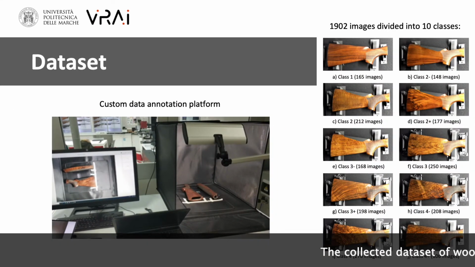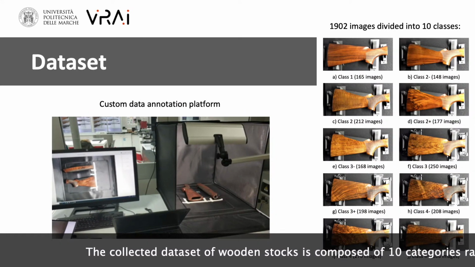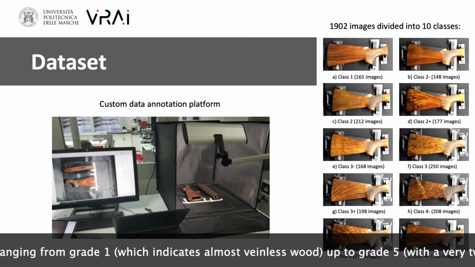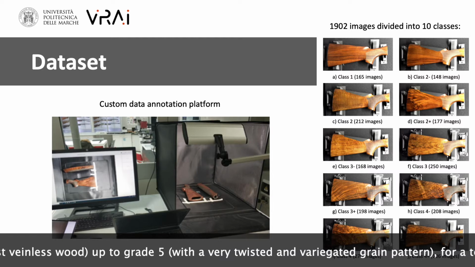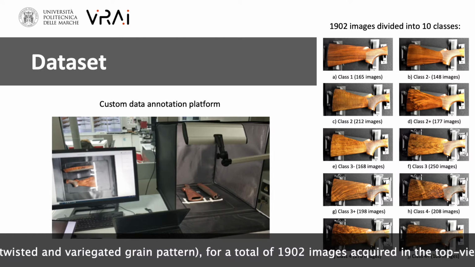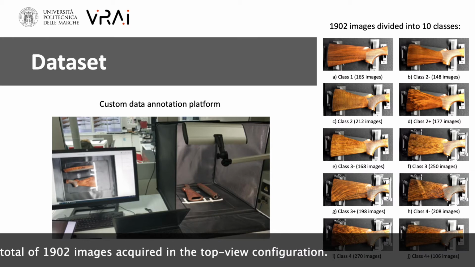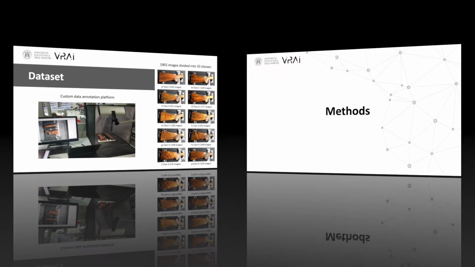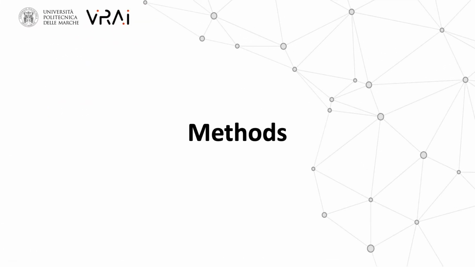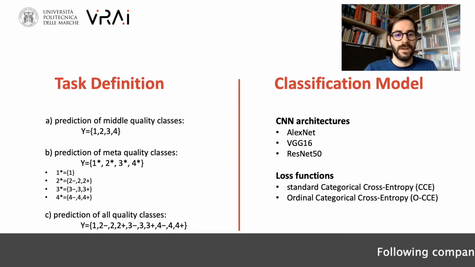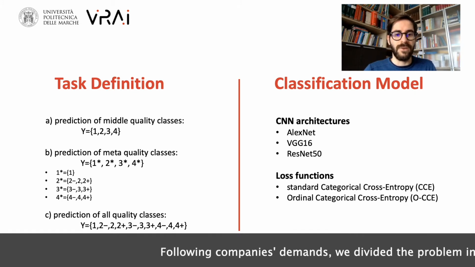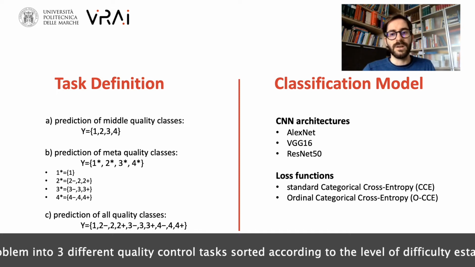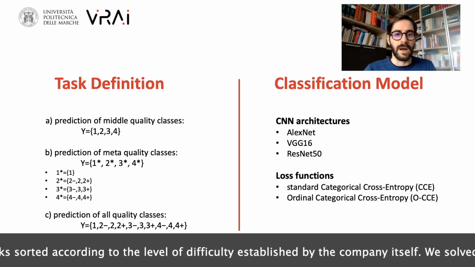The collected dataset of wooden stocks is composed of 10 categories ranging from grade 1, which indicates almost valence wood, up to grade 5, with a very twisted and variegated grain pattern, for a total of 1,902 images acquired in a top view configuration. Following company demand, we divide the problem into 3 different quality control tasks, sorted according to the level of difficulty established by the company itself.